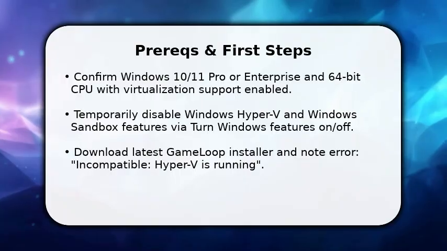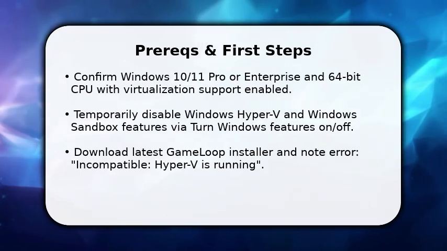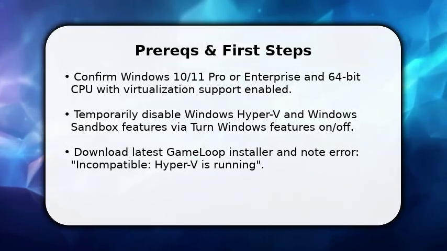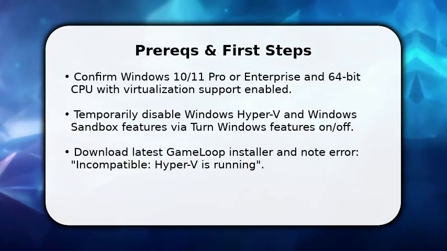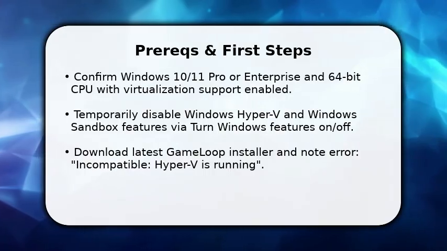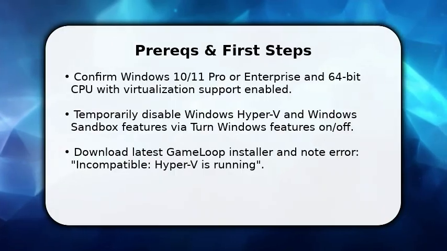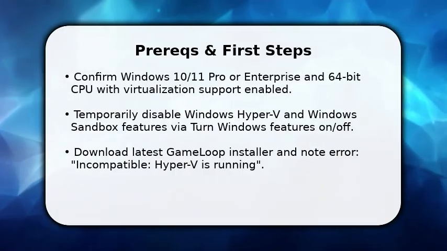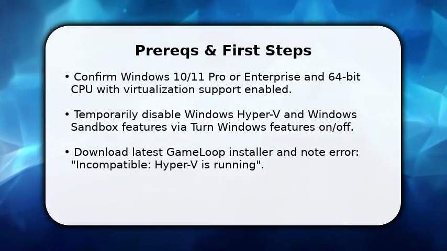Enjoy the video. You begin by verifying prerequisites. Make sure your system runs Windows 10 or 11 Pro/Enterprise and that CPU virtualization is enabled in BIOS. Once done, open Turn Windows features on or off and clear Hyper-V, Windows Hypervisor Platform, and Windows Sandbox. Disable them now to stop the Hyper-V runtime. Then reboot immediately so changes apply.